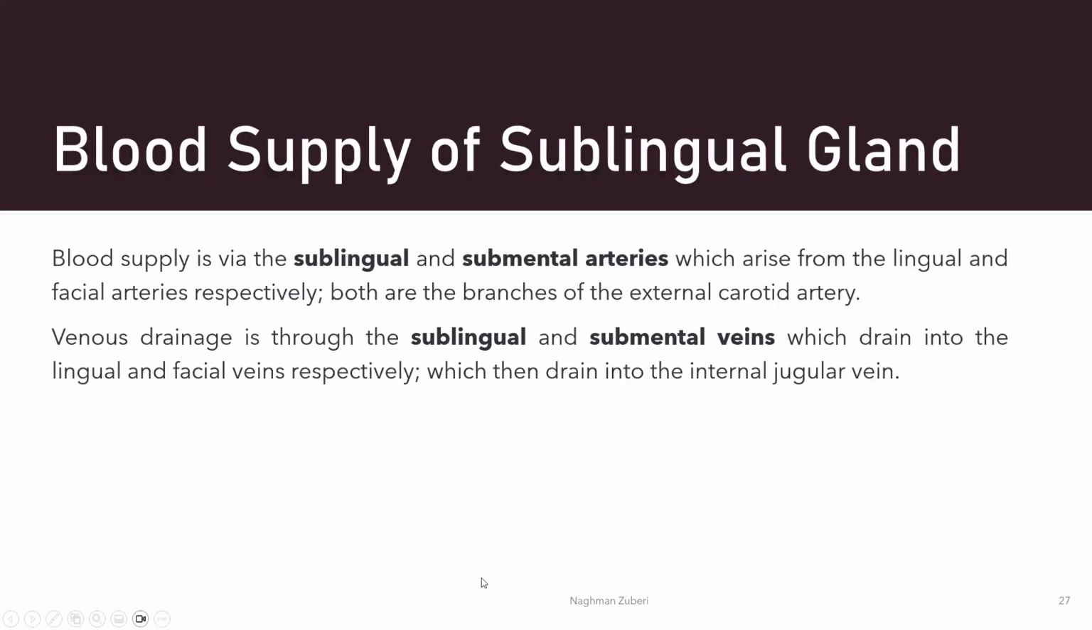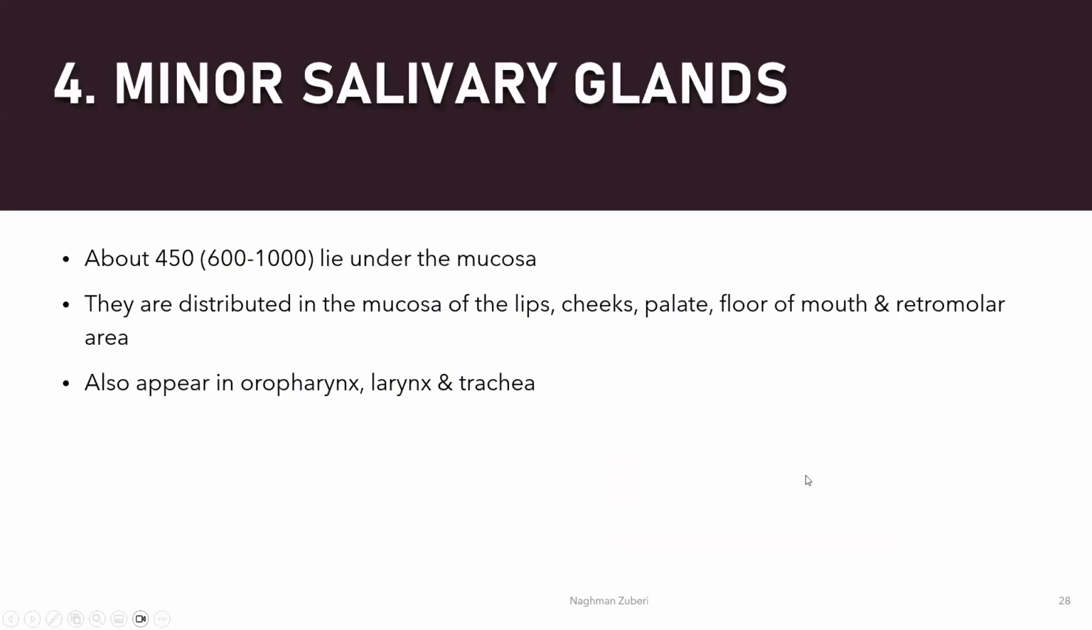Blood supply of the sublingual gland. Blood supply is via the sublingual and submental arteries, which arise from the lingual and facial arteries respectively. Both are branches of the external carotid artery. Venous drainage is through the sublingual and submental veins, which drain into the lingual and facial veins respectively, which then drain into the internal jugular vein.